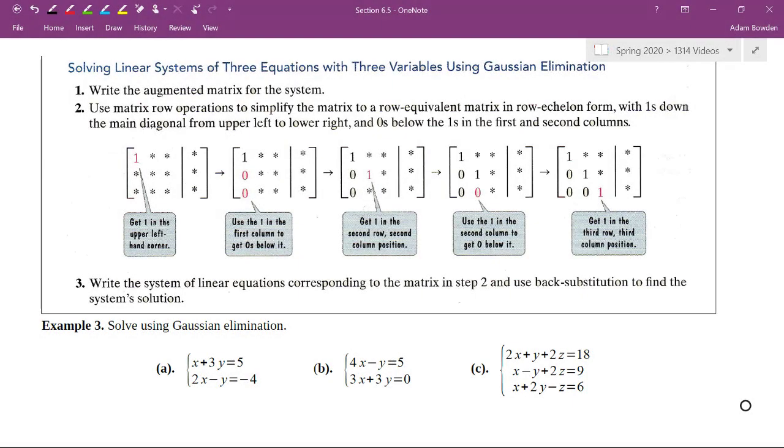And so now what we're going to look at is how we go about working a matrix in order to solve the system of linear equations. It's through a process called Gaussian elimination.